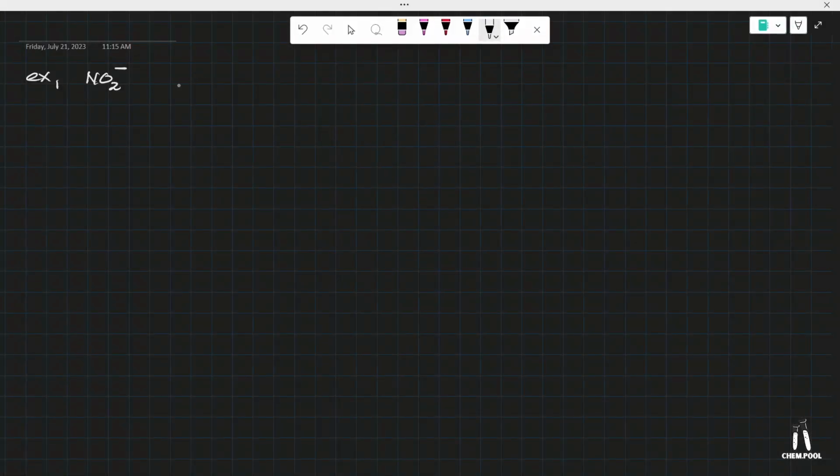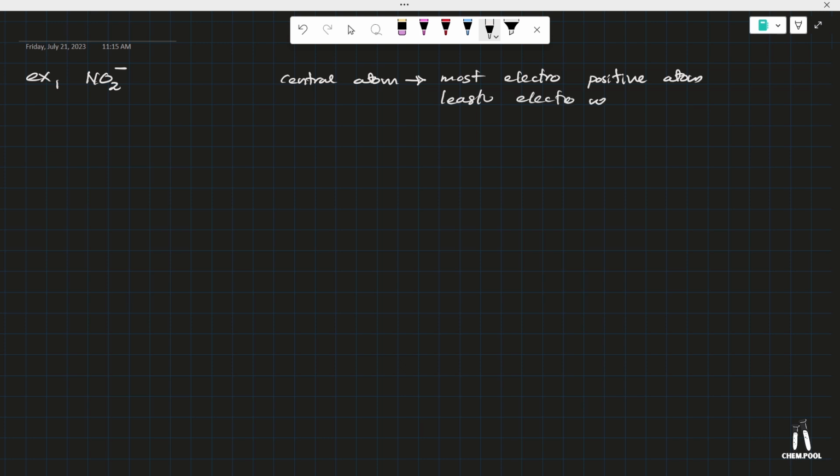Right here, first we need to know the correct skeleton. When we choose the central atom, central atom is the most electropositive atom, or least electronegative one, right? Between these three atoms, one nitrogen, two oxygens, basically two elements, nitrogen is less electronegative than oxygen, therefore nitrogen is most electropositive one.